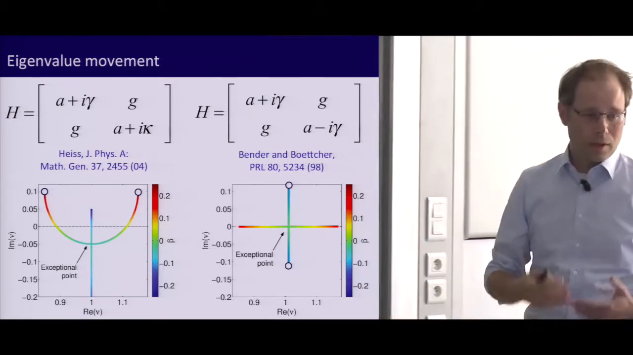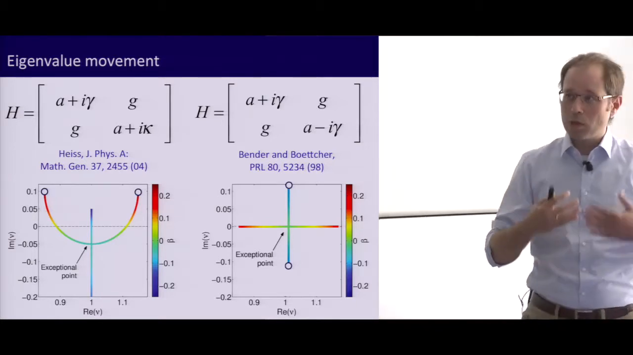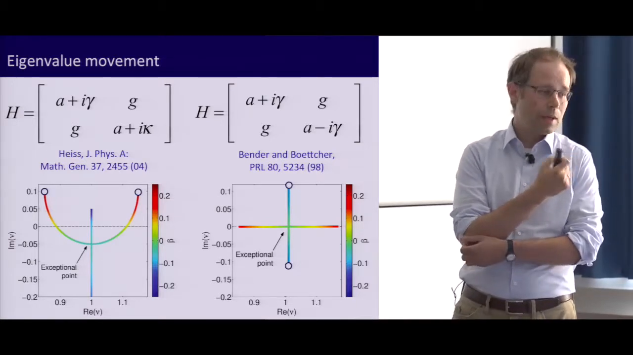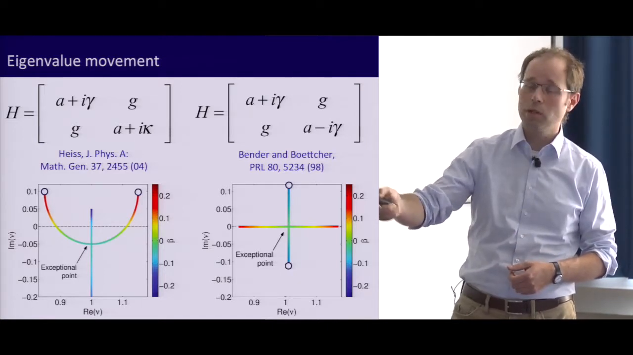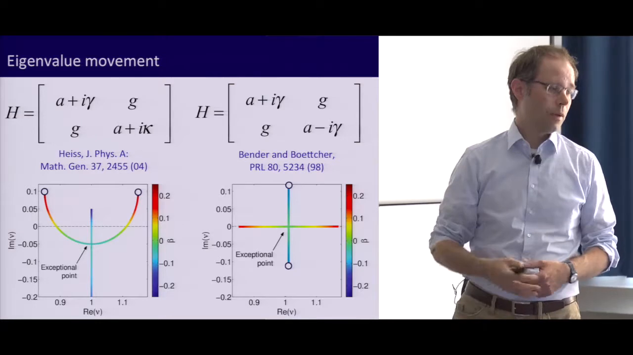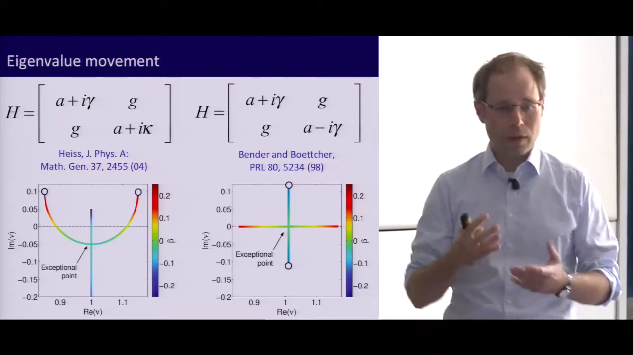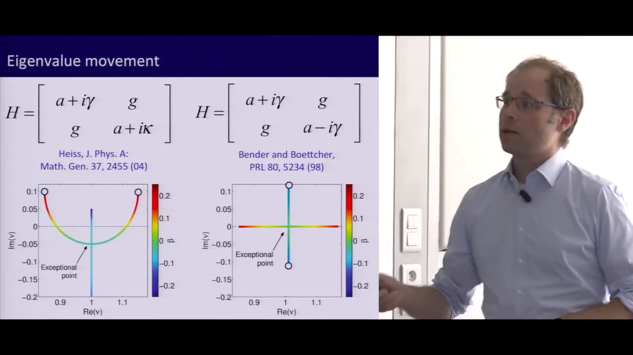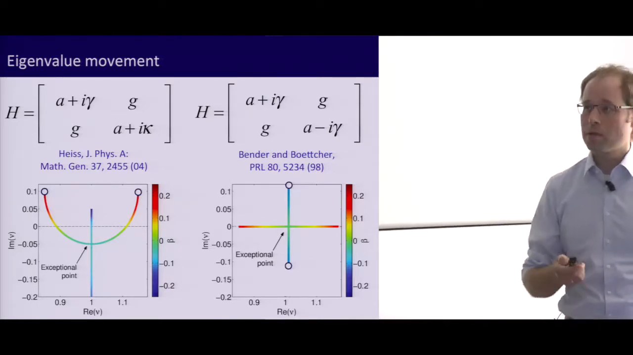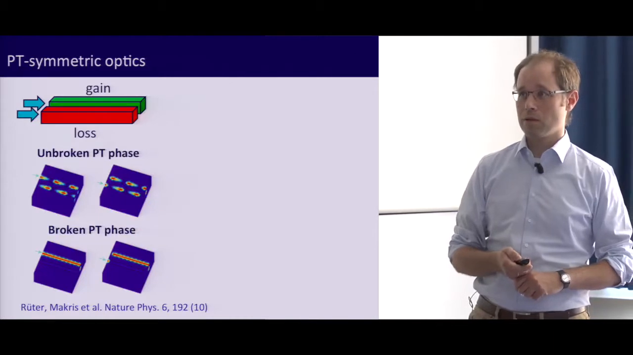And in a parity time symmetric system, due to the additional symmetry that you have, it's typically sufficient to just vary one parameter, like the gamma or the G, to reach the exceptional point. In a generally non-Hermitian system without the symmetry, you need to vary two parameters to get there. But those parity time symmetric systems have been studied a lot recently and caused a lot of excitement.